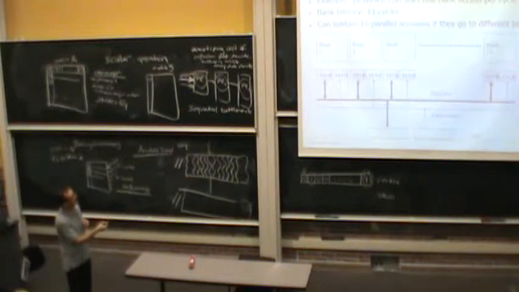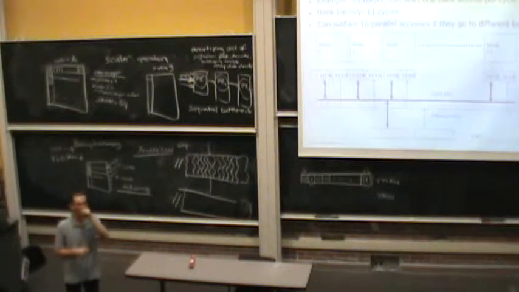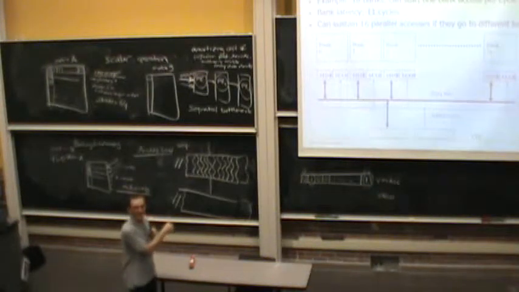Consecutive words are in consecutive banks, and your stride is 16. What happens? You have to solve for the rest of the 10 cycles. Exactly. So every access goes to bank 0, right?